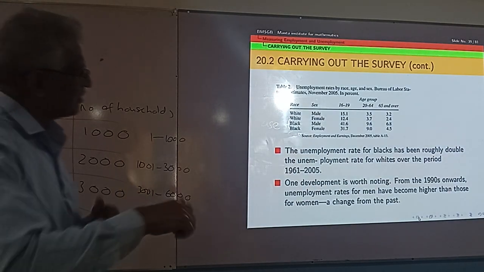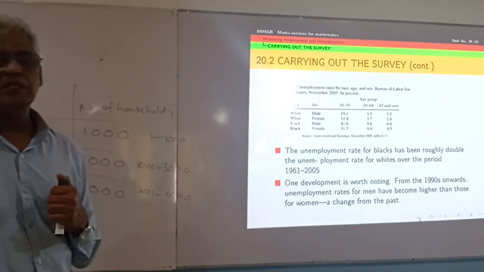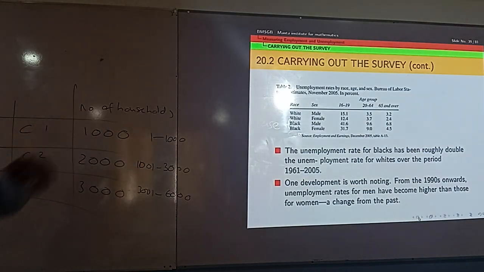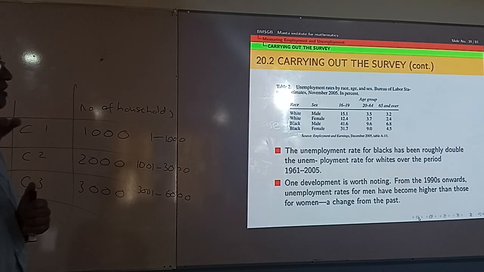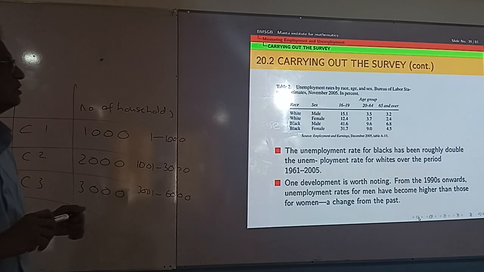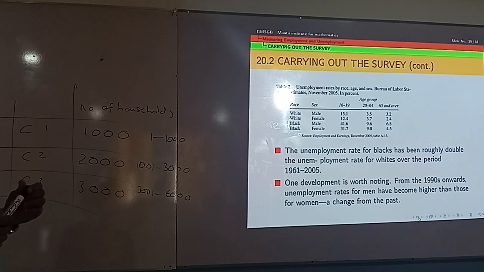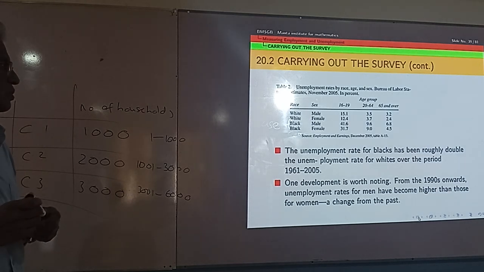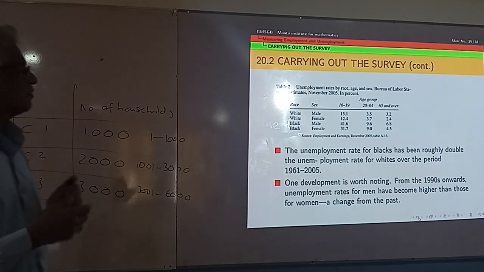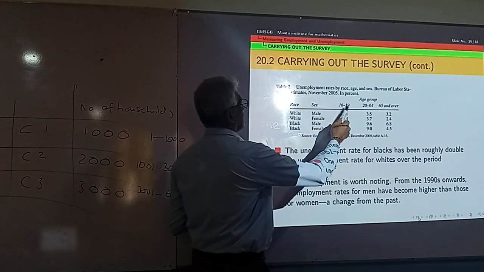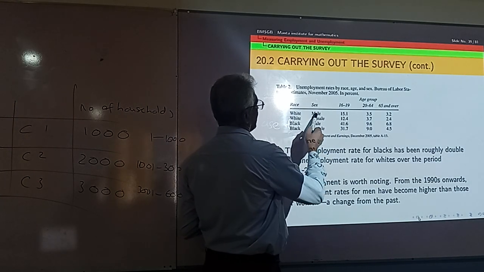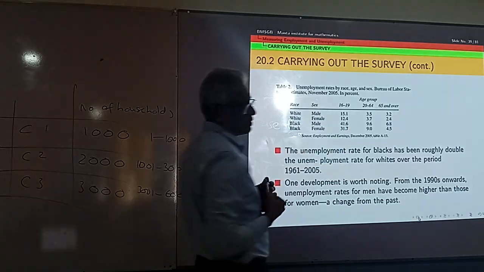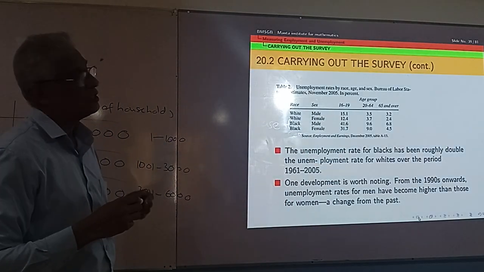To show the differences between different groups, this table shows unemployment rates according to race, sex and age. If you consider three variables, you can see how the unemployment rates differ in those subgroups. For example, this is the subgroup of white males in this age group, within that 15.1, right?